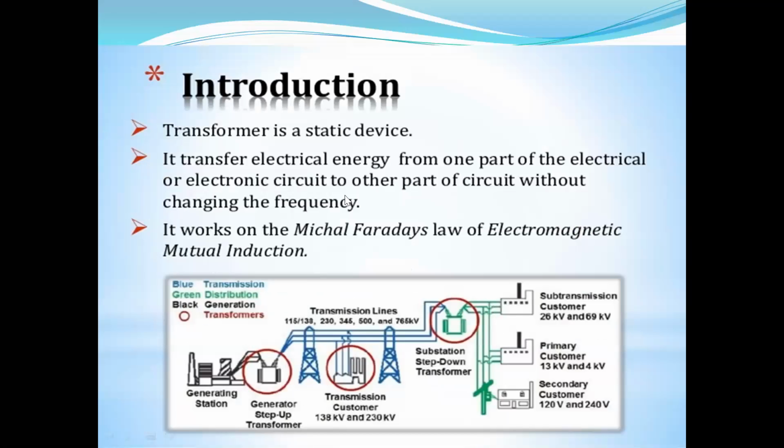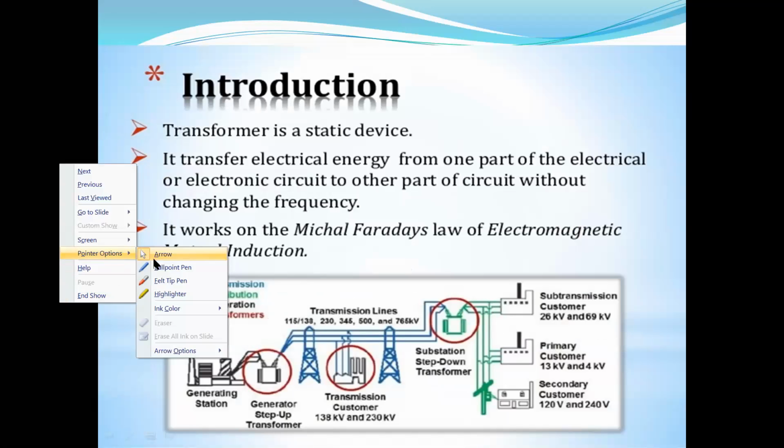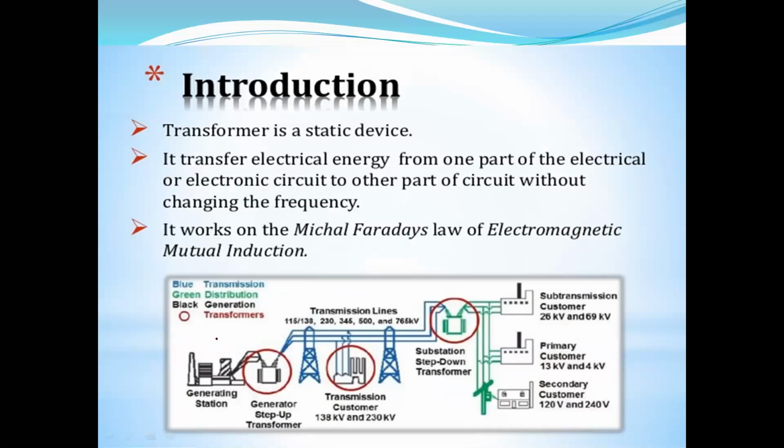See here, power is generated at this point. See this diagram. Power is generated at the generating stations with the help of generators. The generated power is generally in between 11 kV to 22 kV. In India, power is generated in between 11 kV to 22 kV.